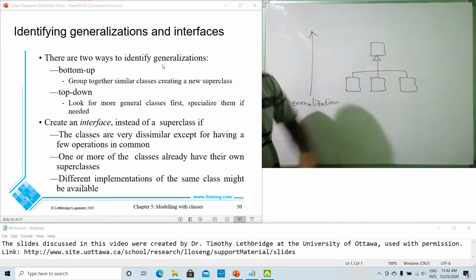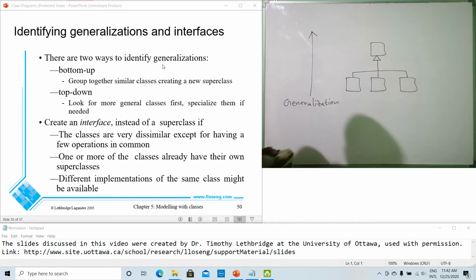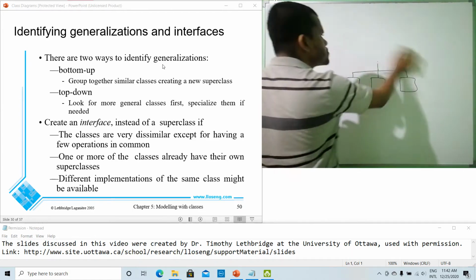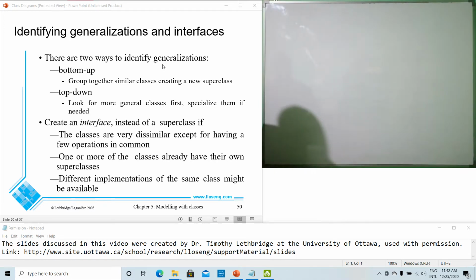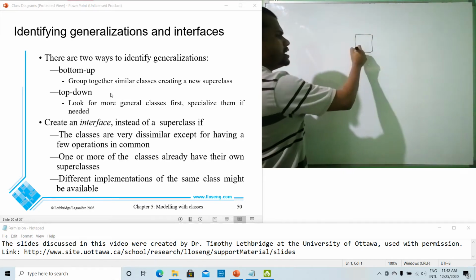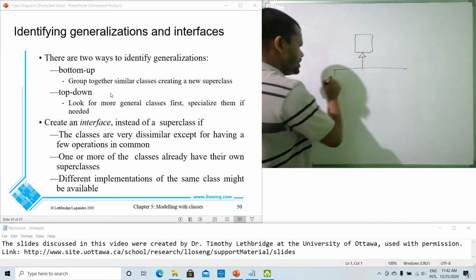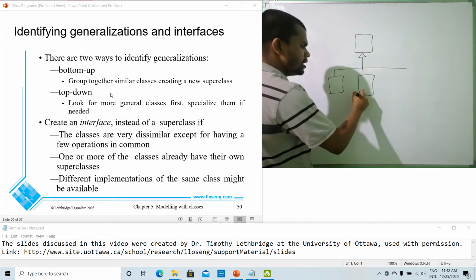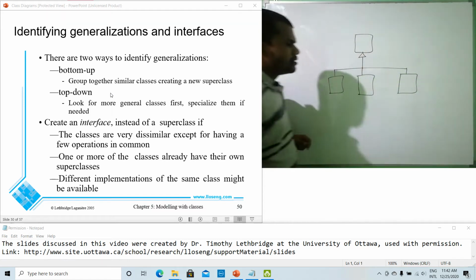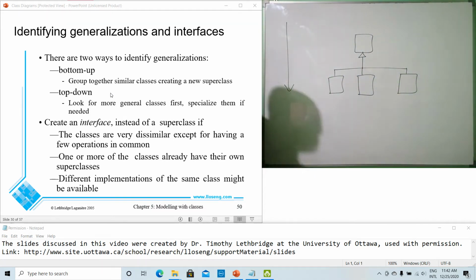The other way of finding generalizations is the top down approach. We look at some general classes and see whether we can specialize them into subclasses. In this direction, top down, we call this specialization. So these are the two ways of finding generalizations.